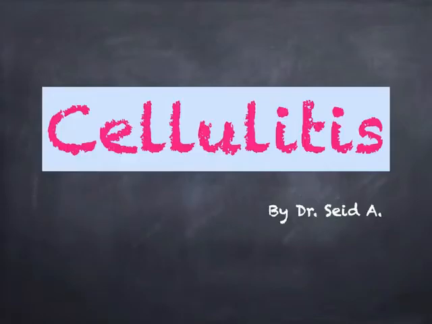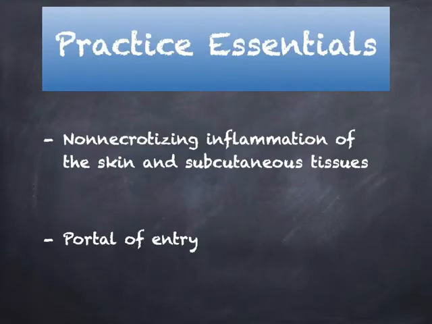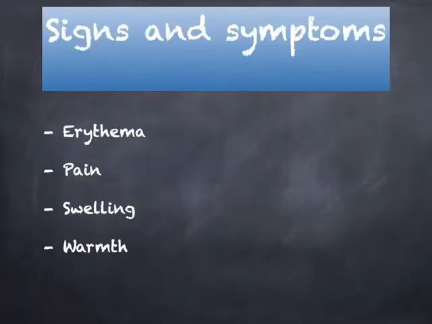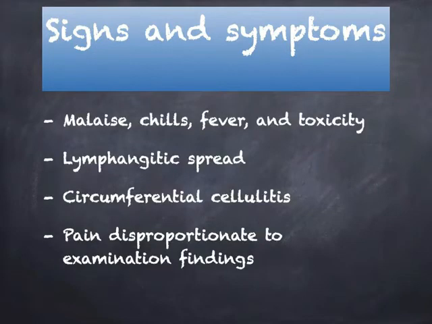The term cellulitis is commonly used to indicate a non-necrotizing inflammation. Non-purulent cellulitis is associated with the 4 cardinal signs of infection, as follows: erythema, pain, swelling, warmth. The following findings suggest severe infection: malaise, chills, fever, and toxicity.